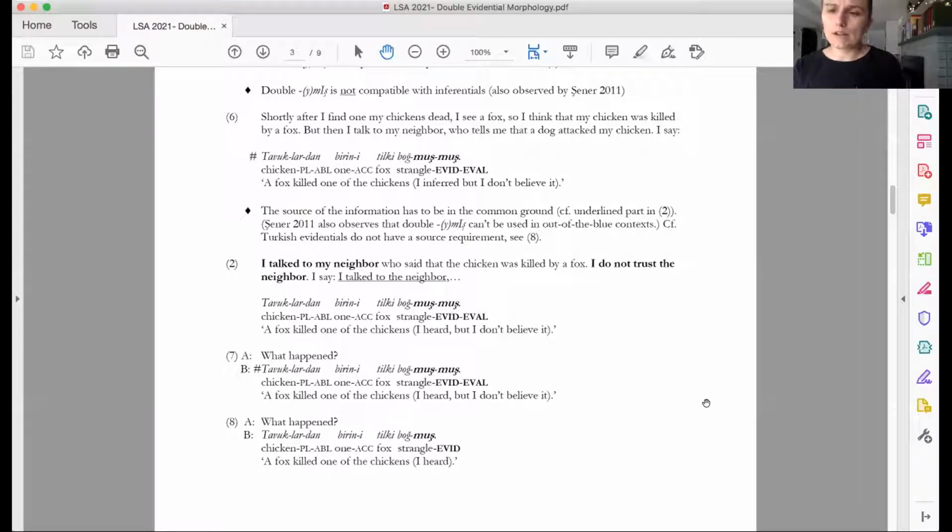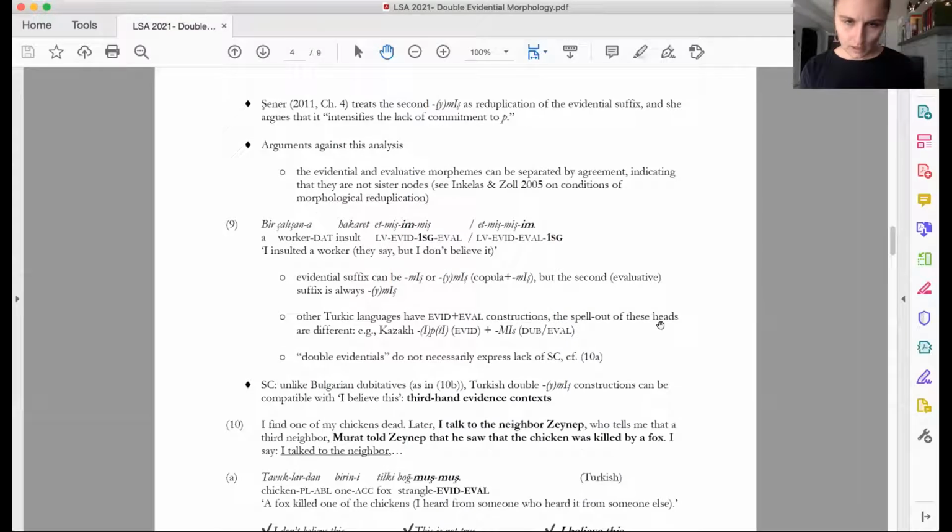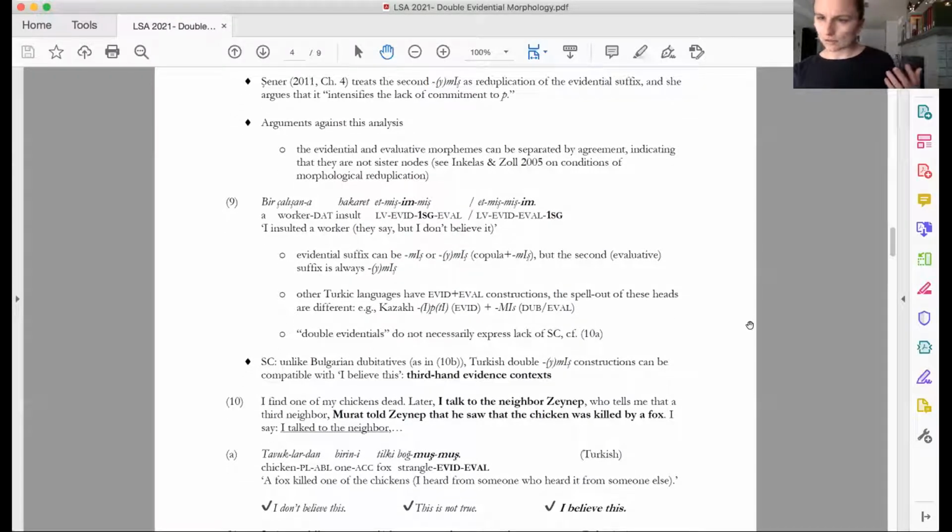This contrasts with regular evidentials such as 8, which are totally fine in out of the blue contexts. Importantly, these evaluatives need a context where the source is spelled out explicitly, or it's in the common ground. So the source has to be in the common ground. This is very important for the evaluatives. There has not been a lot of work on these Turkish evaluatives, but a notable work is Nilüfer Şener's dissertation, which devotes a chapter to these constructions.